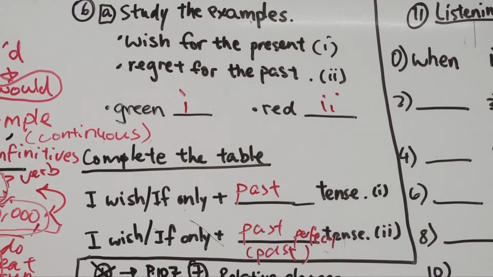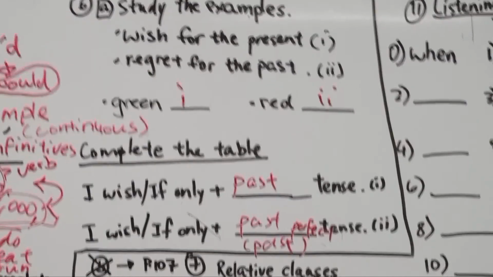Alright, so part B, we'll skip through that. No need to do part B. If you want to do it, you can use the prompts to make sentences at home, okay? You can use a notebook and write that down. For now, we will move to page 107, part 7, okay?